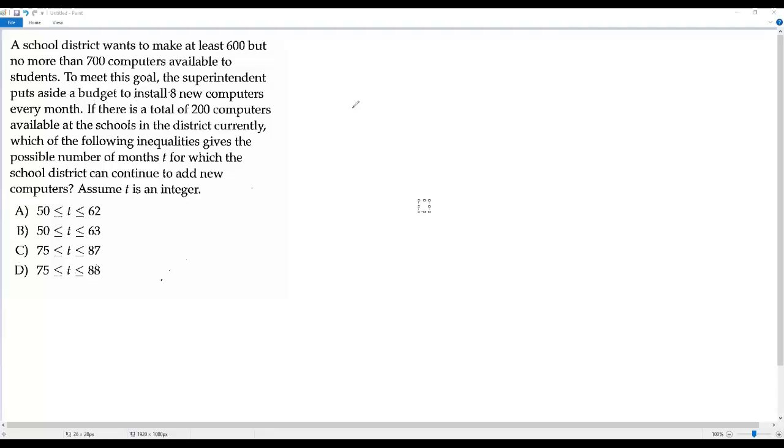If there is a total of 200 computers available in the schools in the district currently, which of the following inequalities gives a possible number of months T for which the school district can continue to add new computers, assume T is an integer?